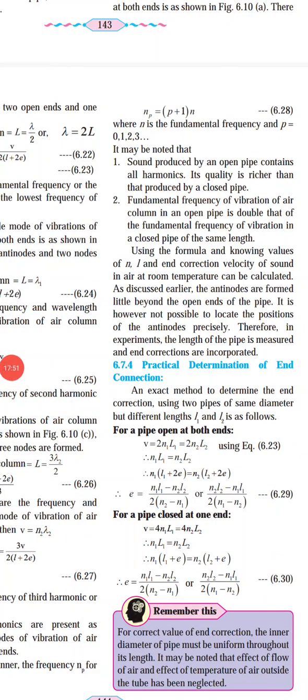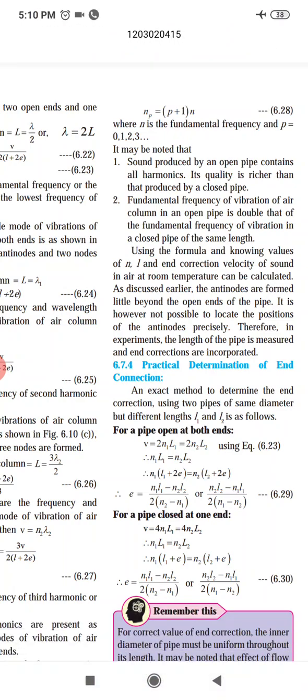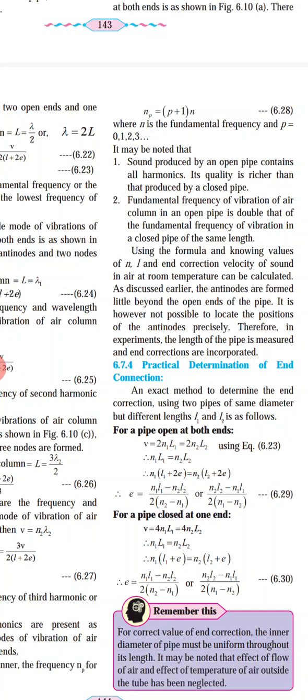Now, practical determination of end correction. An exact method to determine the end correction is using two pipes of same diameter but different lengths L1 and L2. For a pipe open at both the ends, V is equal to 2N1 L1 and which is equal to 2N2 L2. So N1 L1 is equal to N2 L2. You can see this equation by using these mathematical operations. E is equal to N2 L2 minus N1 L1 upon 2 into N1 minus N2.